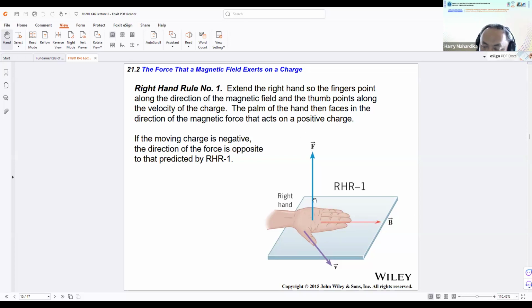If the charged particle that we use is a negative one, such as an electron, then the direction of F becomes downward. If it's positive, it is moving upward, or it is in the inside of our palm. But if it's negative, then we use the outside of our palm.